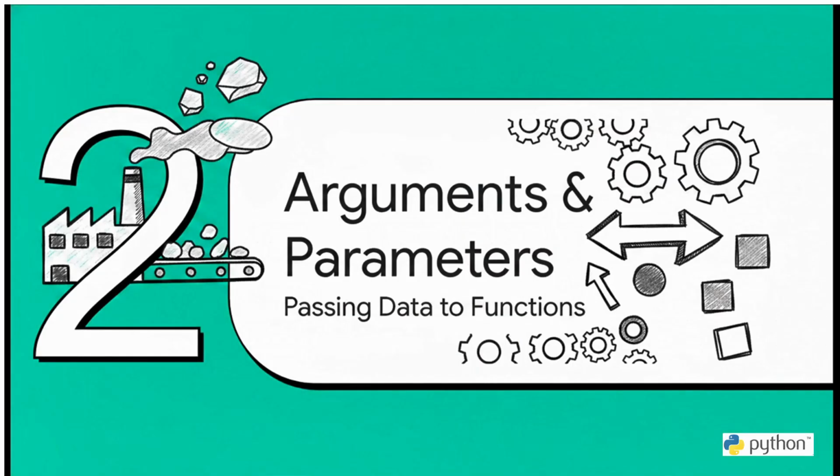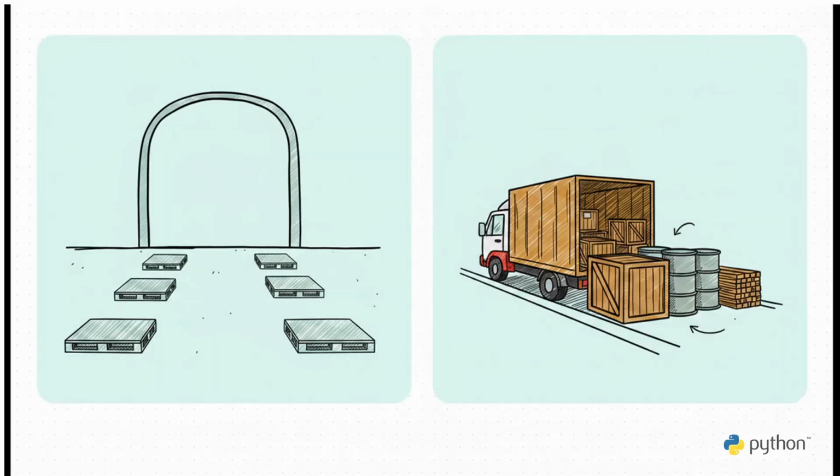Moving right along to part 2, arguments and parameters. So we've got our mini factory set up, right, but how do we actually get the raw materials inside to be processed? People mix these two terms up all the time, so let's get it crystal clear right now. Think of parameters as the empty receiving docks at your factory. They're just the variables sitting inside the parentheses when you first define the function, basically acting as placeholders.